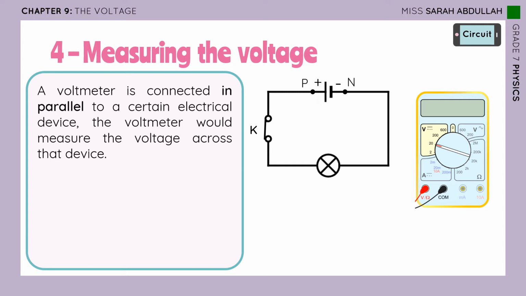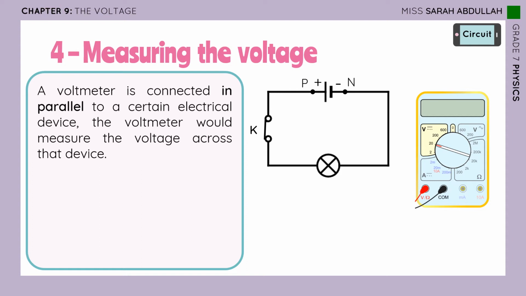What I will do is that the voltmeter will be connected in parallel to a certain electrical device. The voltmeter would measure the voltage across that device. So let's say I want to measure the voltage across the lamp. I know that the battery is giving out a voltage to the lamp. So I want to see how much voltage is given to the lamp. So yeah, let's see how can we connect it in parallel.